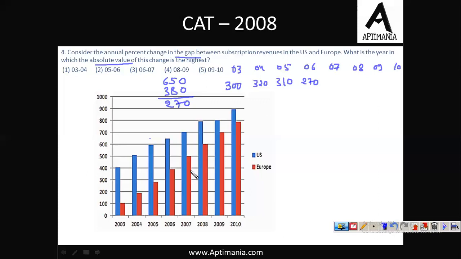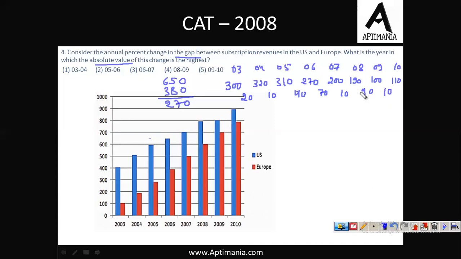In year 2007, these are clear values, 700 and 500, a difference of 200. In 2008, it is 790 and 600, a difference of 190. Here it is 800 and 700, a difference of 100. And in 2010, the values are approximately 890 and 780, so basically 110. Now the absolute differences between these values are 20, 10, here it is 40, here it is 70, here it is 10 only, here it is 90, and here it is 10 only.